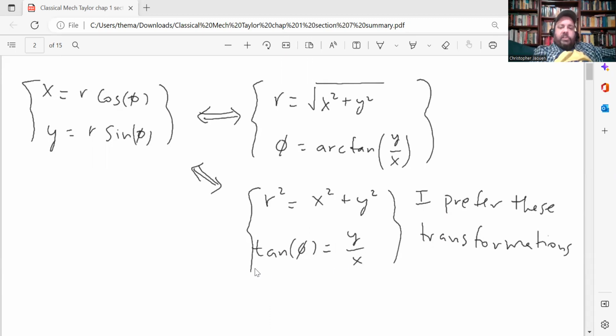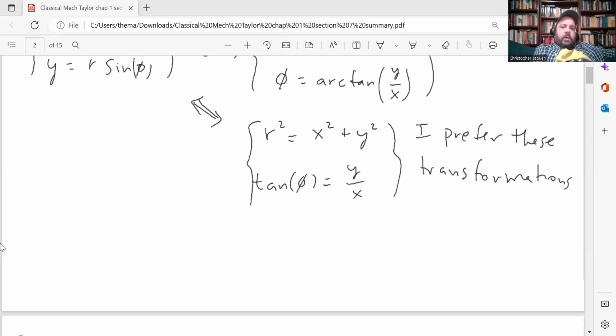So I prefer to use this transformation here, tan phi equals y over x, because then you can figure out how to adjust the angle phi to give you what you want. If it's in quadrant 2 or quadrant 3, you can adjust by a factor of pi or minus pi. Like I said, there's a problem in the exercise set that deals with that, so we'll talk more about that when we do the exercises.